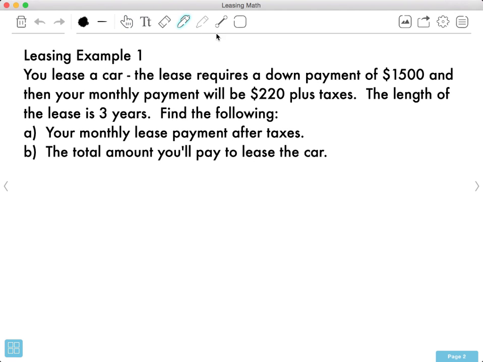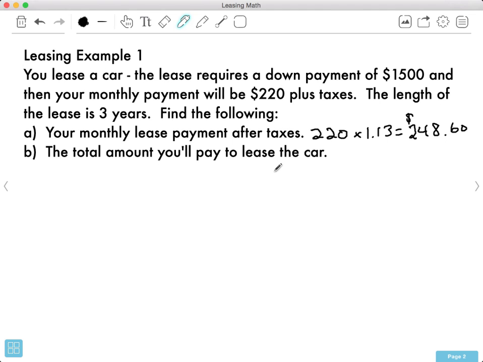So the monthly payment after taxes, it's $220 a month. The quick way of adding PST and GST is multiplying that by 1.13. Your teacher will tell you whether or not you have to show the full calculation or not. We'll take this shortcut in the video. So it's $248.60 after taxes. And you're going to pay that every month for 3 years.